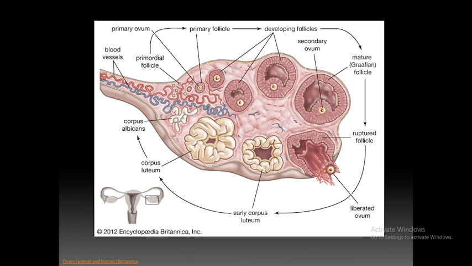So I hope that you have understood the process of gametogenesis. In this lecture we have discussed spermatogenesis and oogenesis, and we have also compared the main differences between oogenesis and spermatogenesis. I hope that you have understood this point very well.